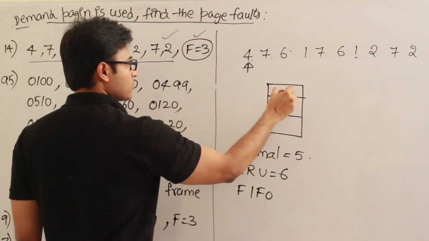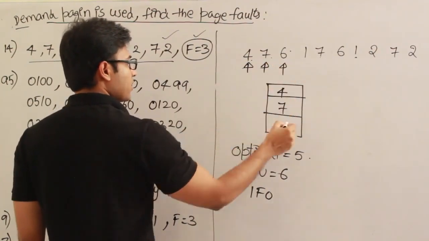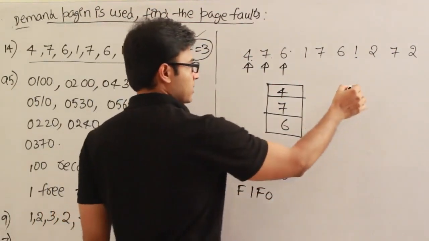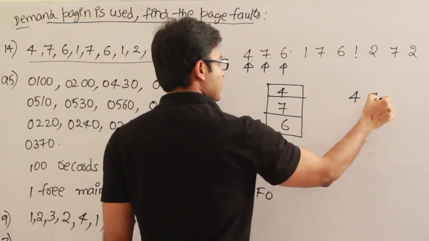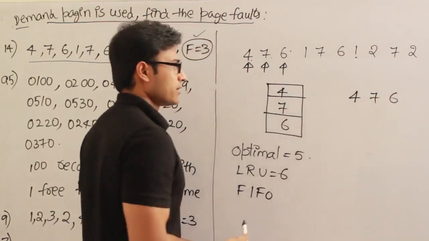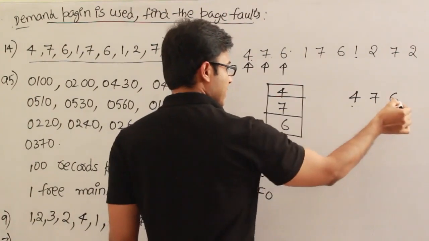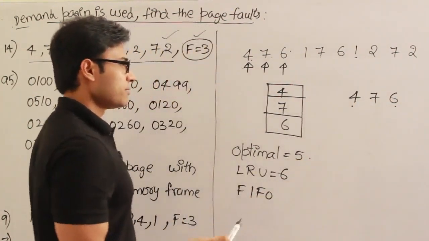4 is not there, so 4 is loaded. 7 is not there, so 7 is loaded. 6 is not there, so 6 is loaded. And now you have to maintain a queue. In the queue 4, 7, 6, this is the order in which they entered, right? Now the queue will say which one has entered first and which one has entered last. Therefore the first one which has entered has to be replaced, right?